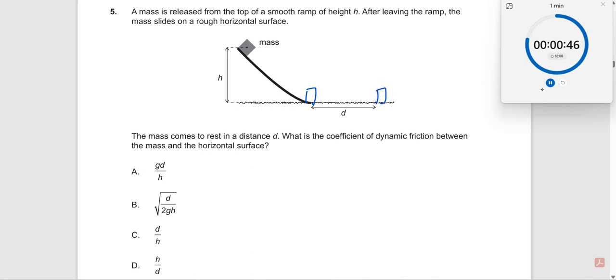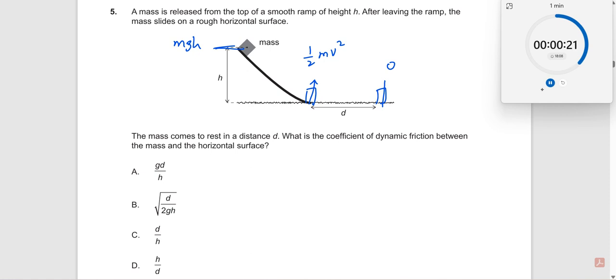So why does it come to rest? Because the energy has been lost over here. What is the coefficient of dynamic friction between the mass and the horizontal surface? The energy which it has here is nothing but mgh. When it comes down, the mgh keeps on reducing, kinetic energy keeps on increasing, and at this point the kinetic energy is going to be half mv square. And at this point, it has lost all its energy, the total energy is 0.